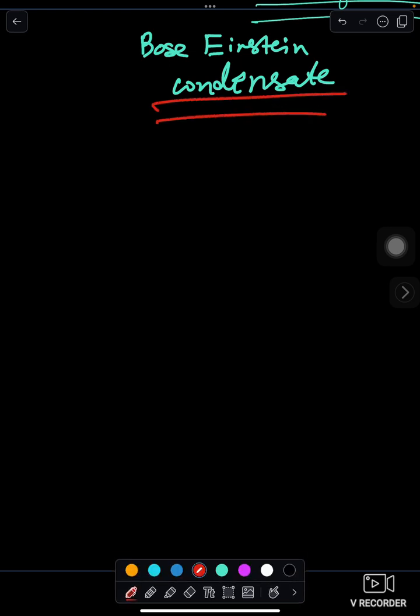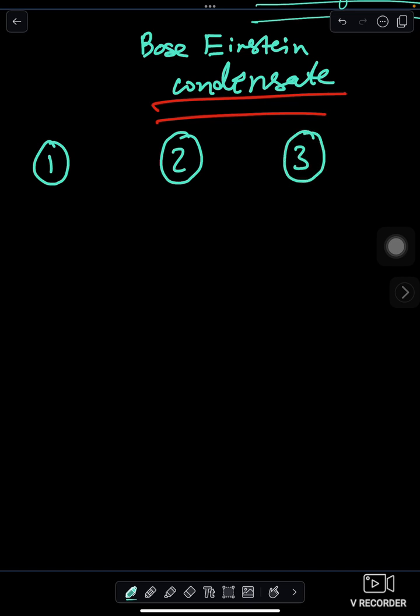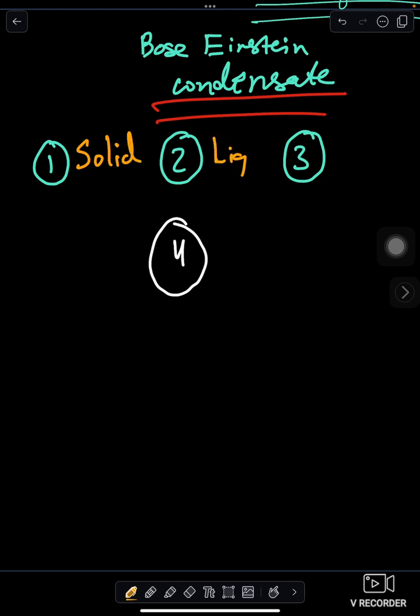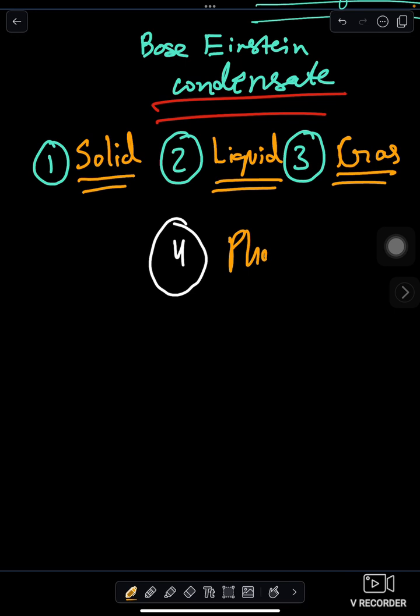We know that how many states of matter are there? There are one, two, three. Some people will say three, but there's actually a fourth one as well, and many more. But the most common, I'm talking about the most common: solid, liquid, and gas. But the fourth newest one is plasma. Yes, plasma is also one of the states of matter.